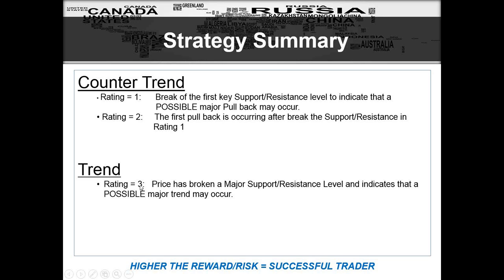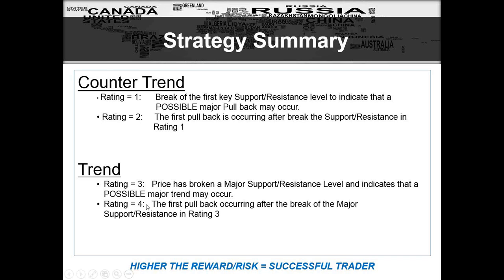If you're a beginning trader, this is what you need to start looking for: 3s and what we're going to call 4s in a moment. You don't need to be a counter trend trader when you start trading. Number 4 is basically number 3, but now with a pullback confirmation. So again, number 3 is where it breaks a major support resistance. If you're an Ichimoku trader, that's going to be the cloud. So when it first breaks the cloud, that's the number 3, and when the pullback starts to occur, that's when it becomes a 4. Everyone okay with that?